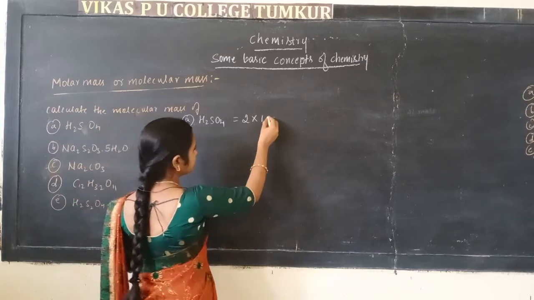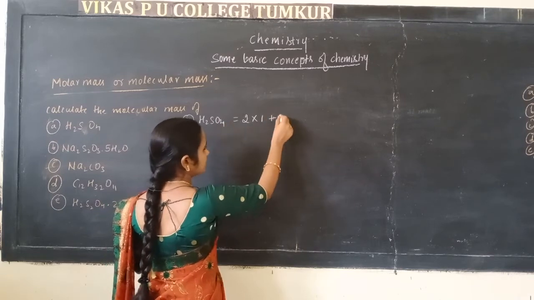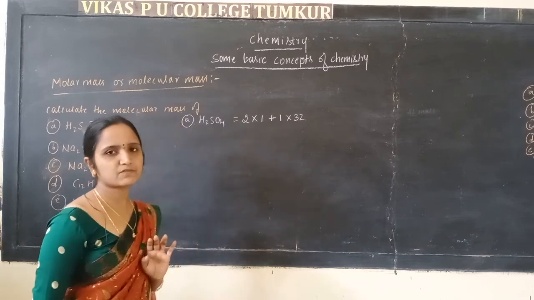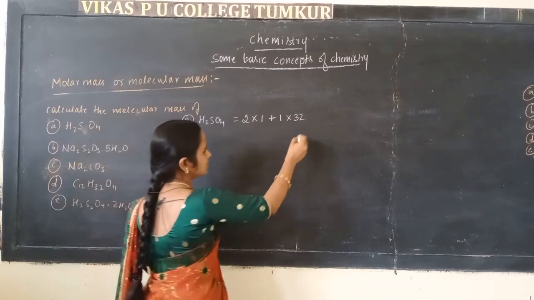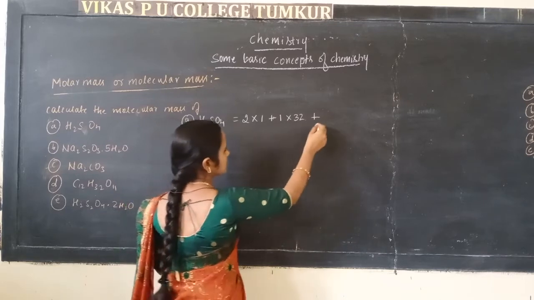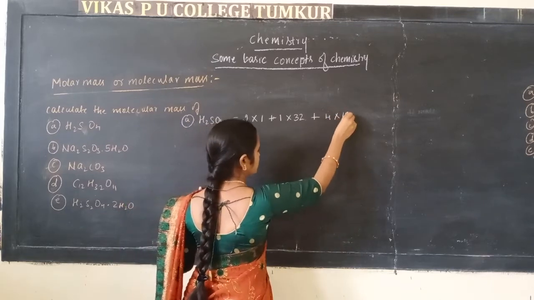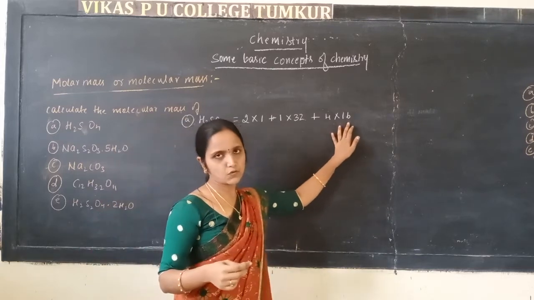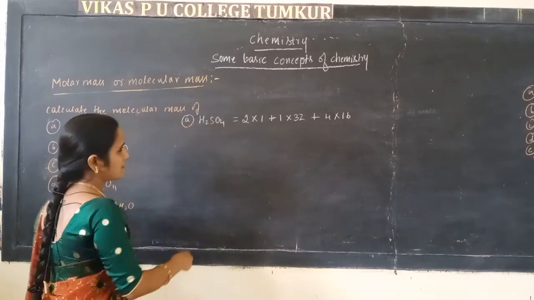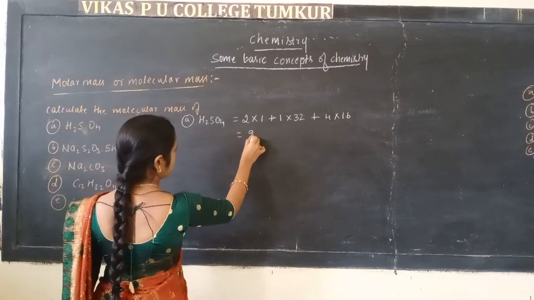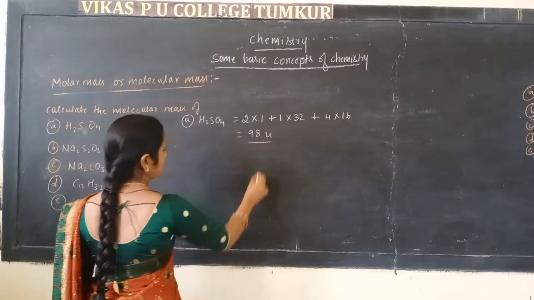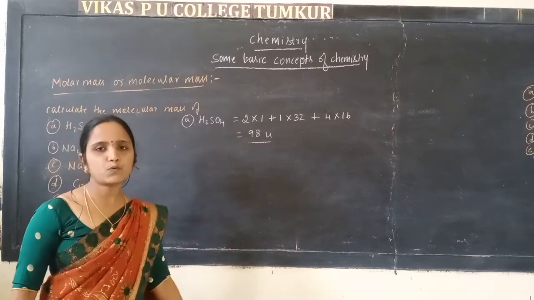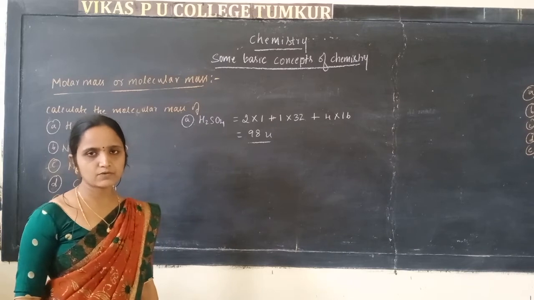Then plus sulfur. Sulfur is 1 atom, and the atomic mass of sulfur is 32. Plus the number of oxygen atoms, which is 4, so 4 into 16.004. We can round that up to 16 also. On calculating this, we get 98. That is the unified mass of sulfuric acid: 98.